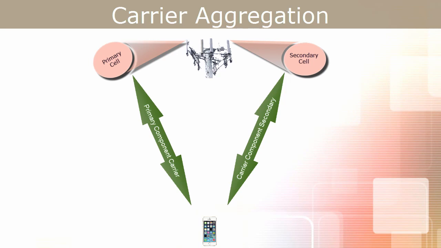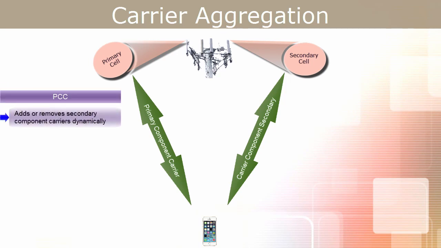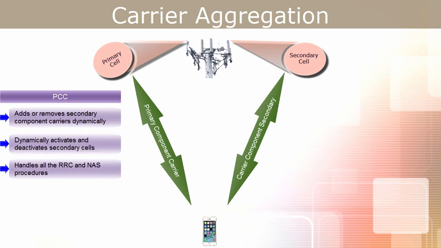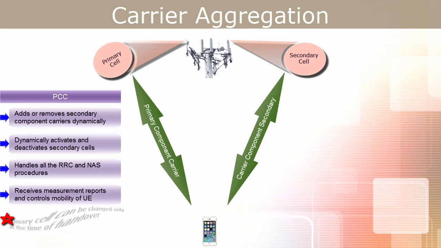Let's see what is the role played by primary component carrier in CA. It adds or removes secondary component carriers dynamically based on measurement reports received from UE. It dynamically activates and deactivates secondary cells. It handles all the RRC and NAS procedures. It receives measurement reports and controls mobility of the UE. Remember, primary cells can be changed only at the time of handover.